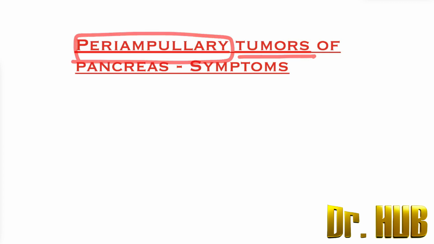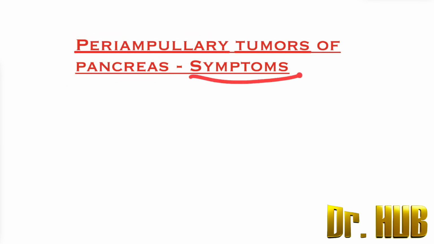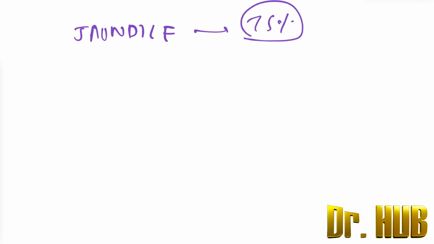Periampullary tumors of the pancreas as well as covering their symptoms. So we are mainly seeing the symptoms from the higher order to the lower order, starting with jaundice. So jaundice amounts to about 75%, that is 3/4 of the total. Then comes weight loss. So weight loss is about frequency about 51%.